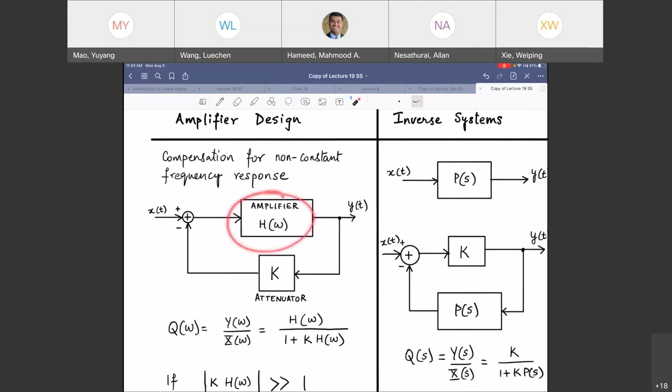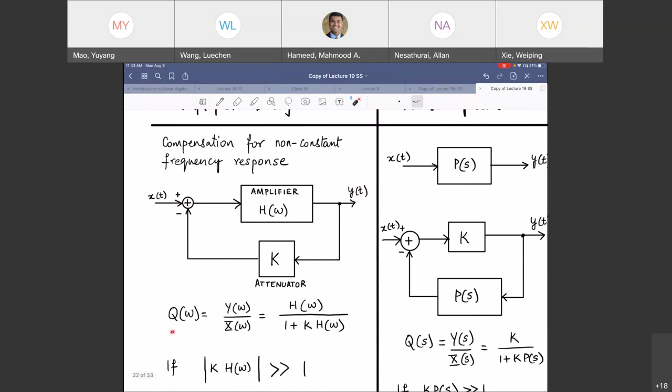You have that particular amplifier that is biased to frequency, H of omega present over there. You have some input, you have some output. What you're doing is you are putting an attenuator in feedback with that amplifier. Let us try to see what happens with this. What would be the closed loop transfer function for this? Forward divided by 1 plus product, H divided by 1 plus KH.